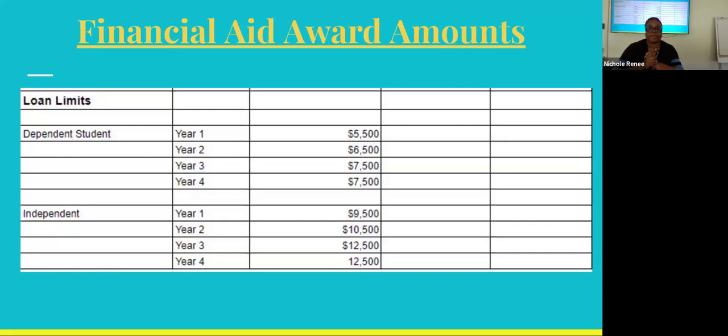Okay. All right. So the first year you'll get $5,500, the second year $6,500, the third $7,500, the fourth $7,500, and then if you're an independent student, they'll let you borrow more money because you don't have parents or anybody to rely on. So you can borrow more money, but remember that's going to accumulate more debt, but you got to do what you got to do, right?